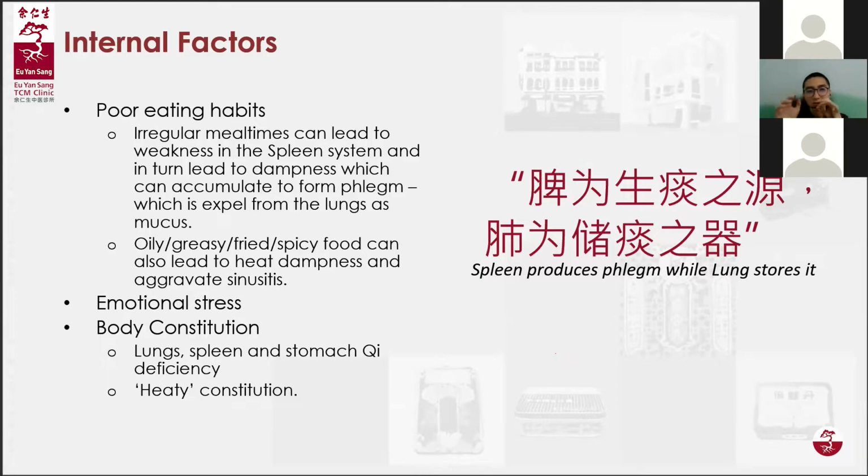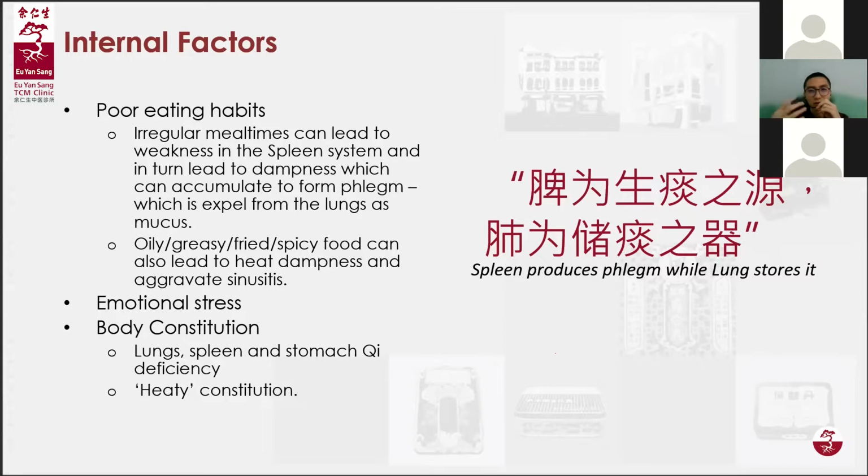So this bolded saying, sorry for those who don't understand Chinese, basically in English it means the spleen produces phlegm while the lungs store it. These two are the major organs in TCM, 脾为生痰之源 and 肺为储痰之器. The spleen, or the Pi, you can think of as a general digestive functional organ unit in TCM.